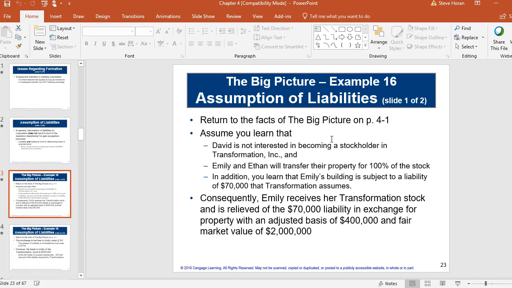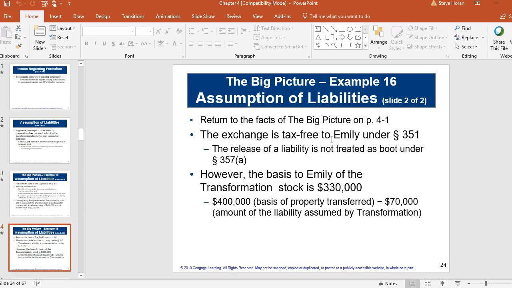So coming back to the big picture, it says, assume you learn that David's not interested in becoming a stockholder, Emily and Ethan will transfer their property for 100% of the shares. In addition, Emily's building is subject to a liability worth $70,000. That transformation assumes. Consequently, Emily receives her transformation stock and is relieved of the $70,000 liability in exchange for property with the basis of $400,000, the market value of $200,000. So still a tax-free exchange.